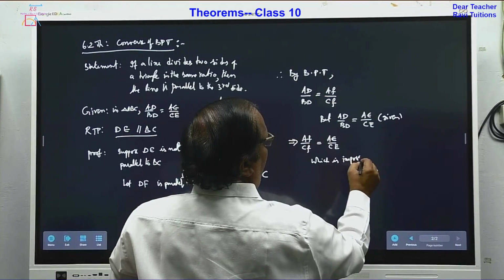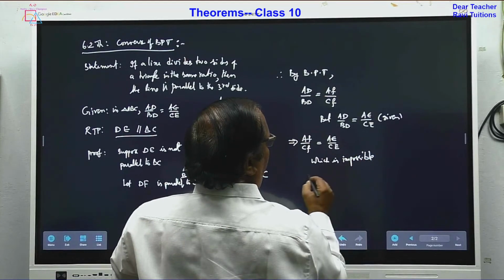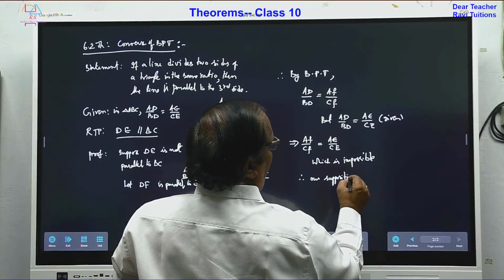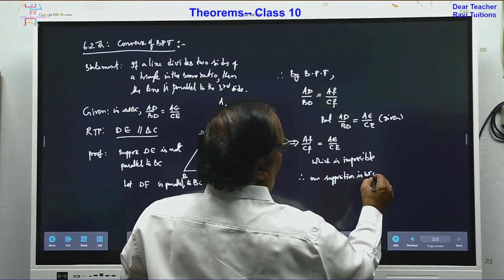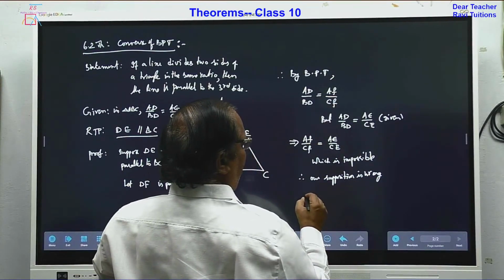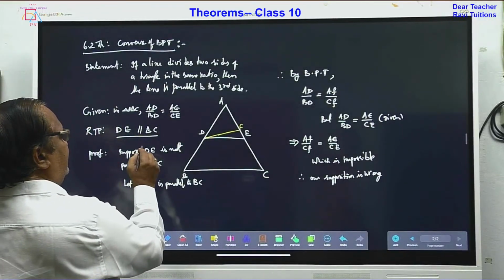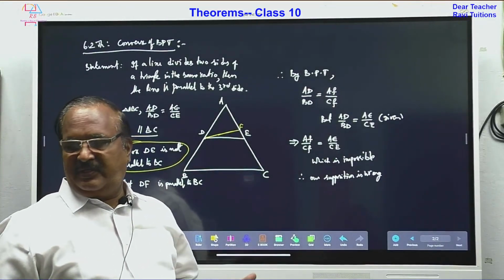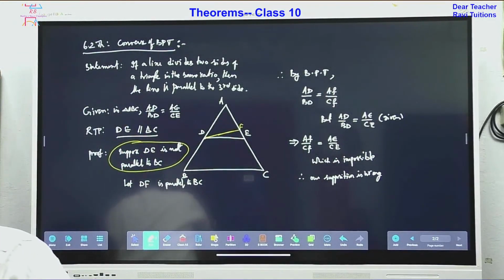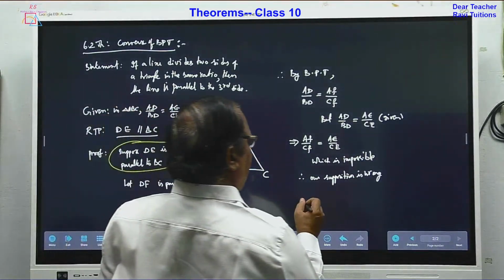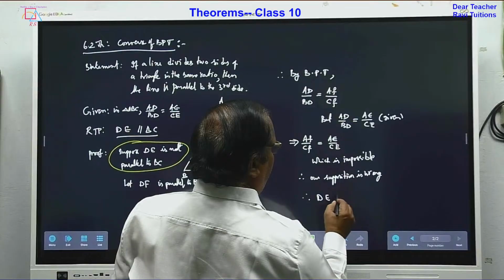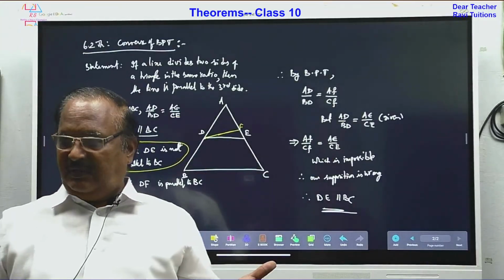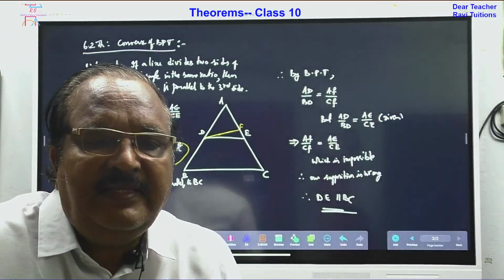Therefore, our supposition is wrong. Our supposition was that DE is not parallel to BC. So our supposition is wrong. Therefore, DE is parallel to BC. So this is called indirect proof. Indirect proof is always like this.